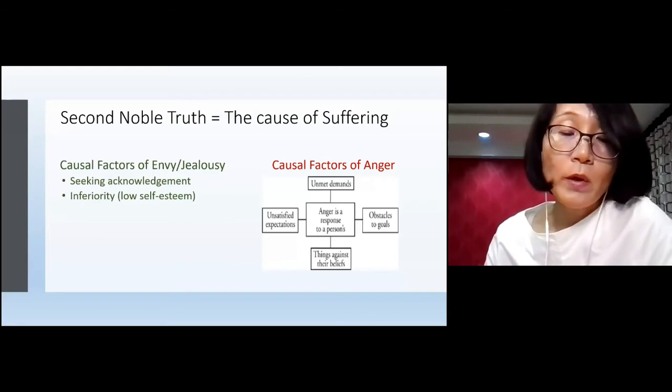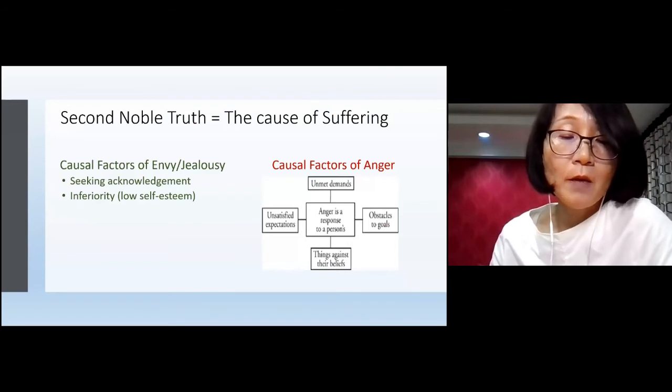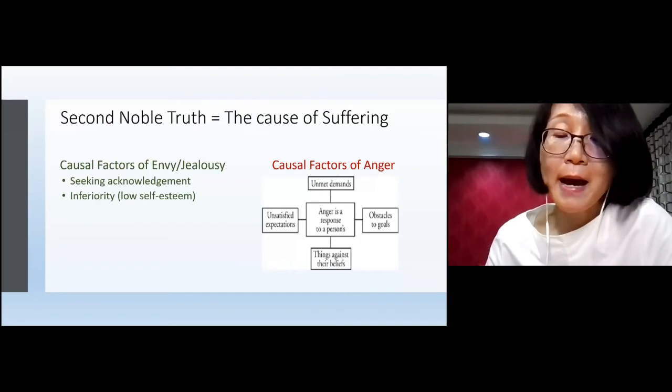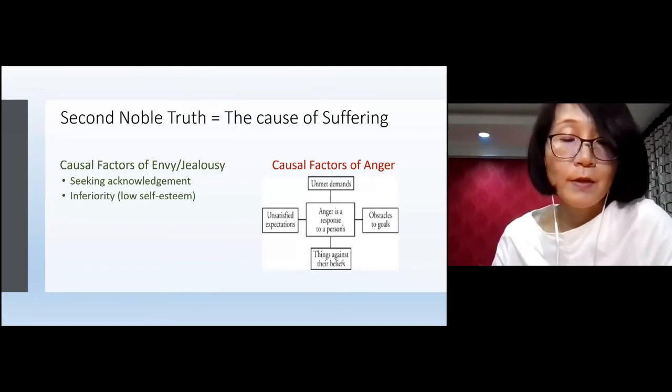We have finished defining what envy, jealousy, and anger are. And before we move to the second step of generating solutions, it's important to understand what might be the underlying causes of these difficult feelings.